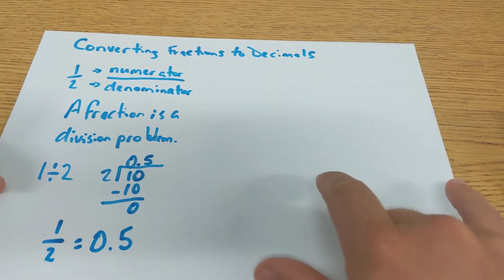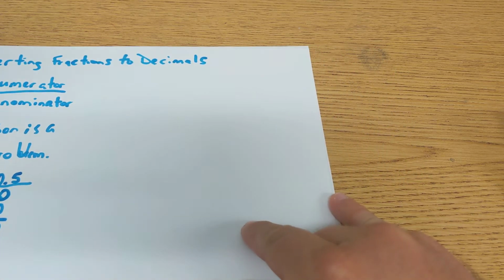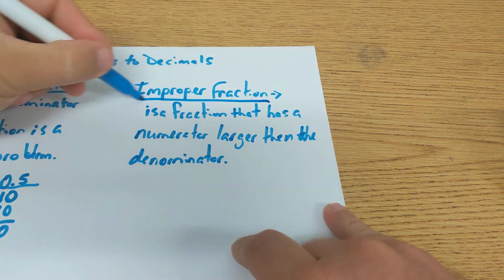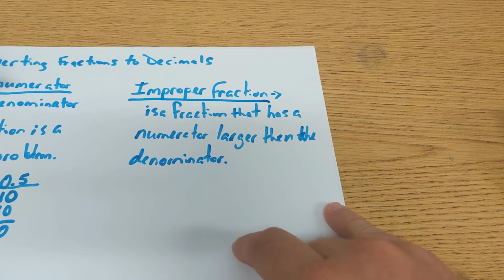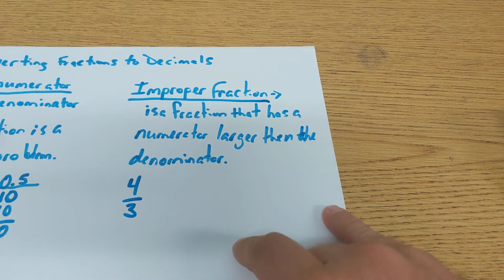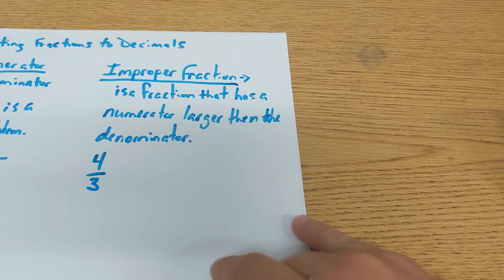Now, there is something that we need to talk about, and it is a fraction called an improper fraction. An improper fraction is a fraction that has a numerator larger than the denominator. So for example, 4/3, 4 over 3, is an improper fraction. Now, when we convert an improper fraction to a decimal, we do the same thing.